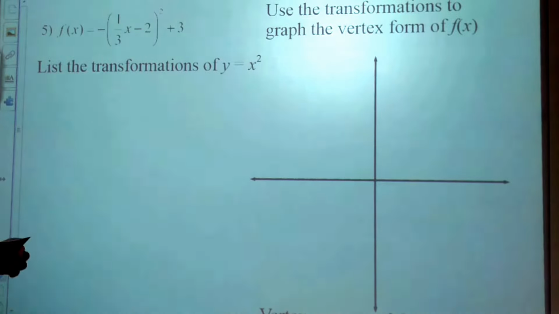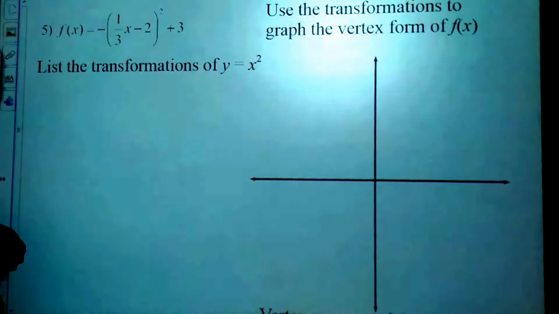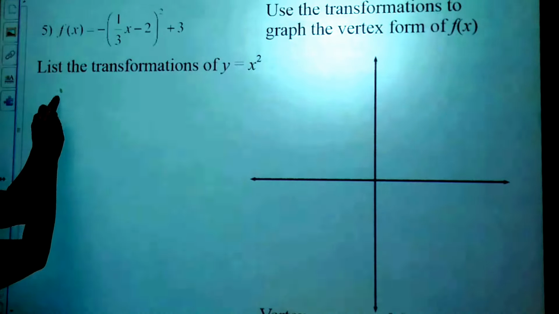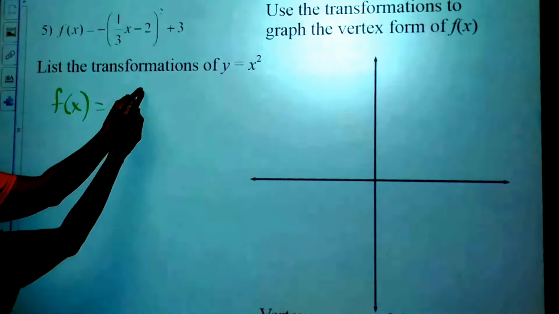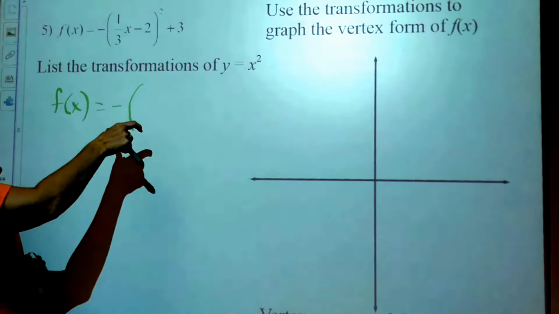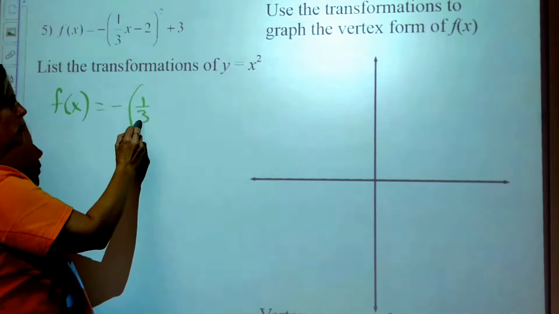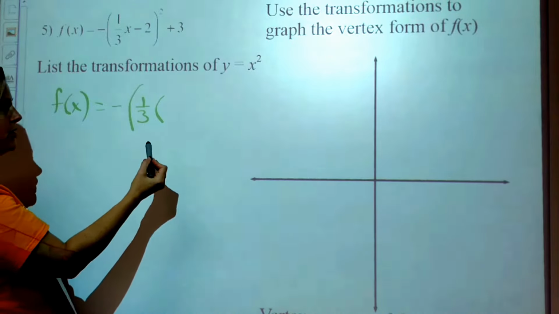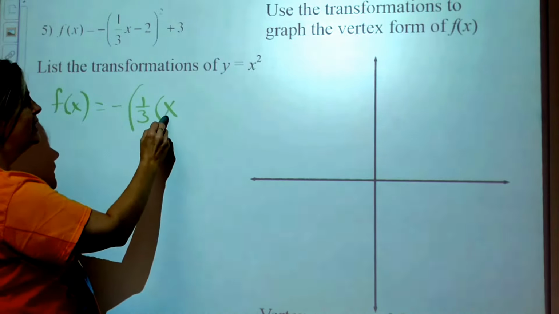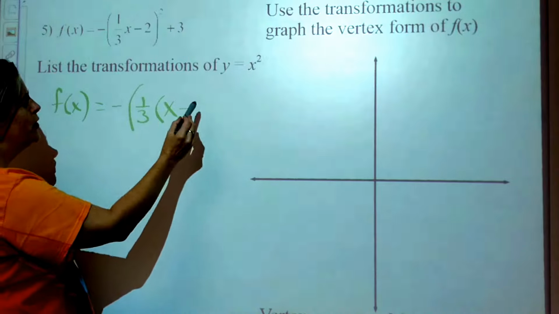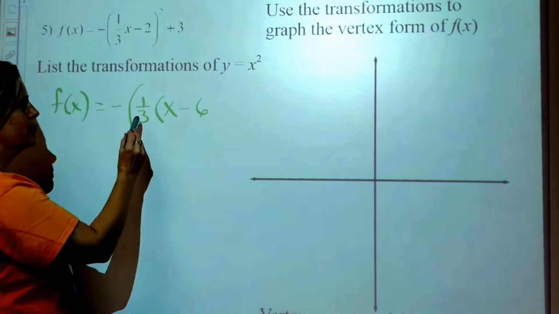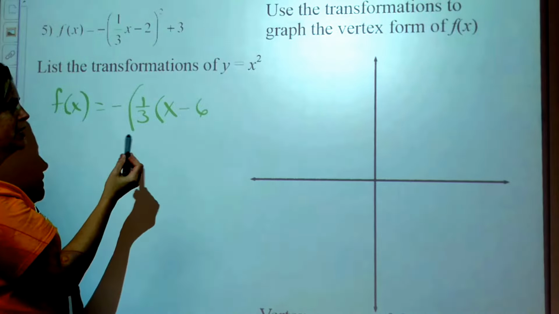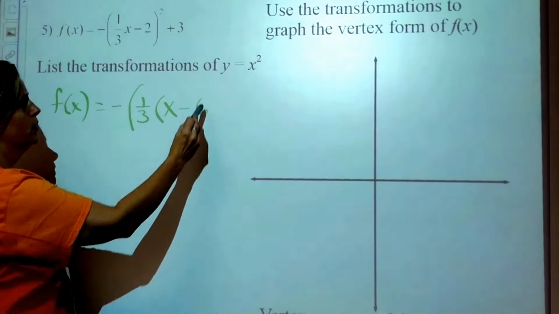Go ahead and flip to 5. On 5, we're doing the same thing, but now we have a fraction. So we'll get f of x. We'll leave that negative in the front. Inside of our parentheses, we are pulling the 1/3 away, so we have another set of parentheses. That will be x minus 1/3 times what gives you 2? Well, that'll be a 6, because 1/3 times 6 would be 6/3, which is 2.